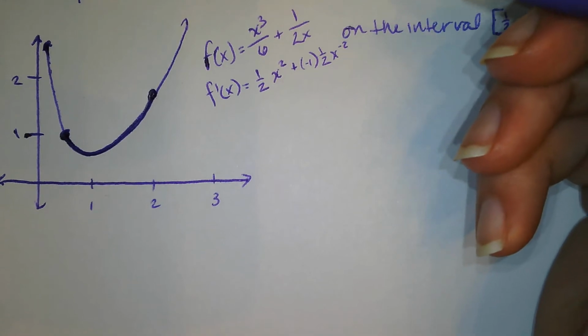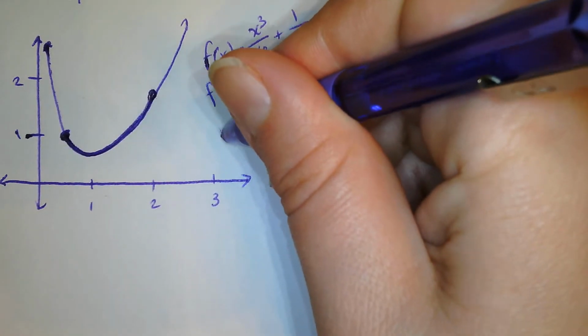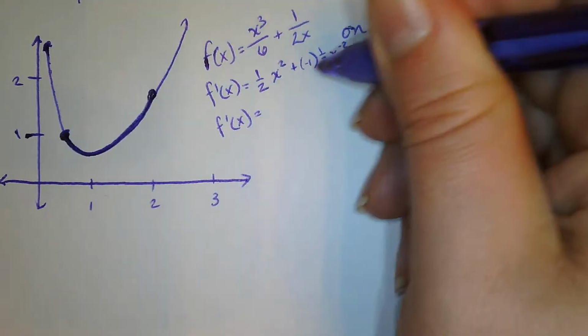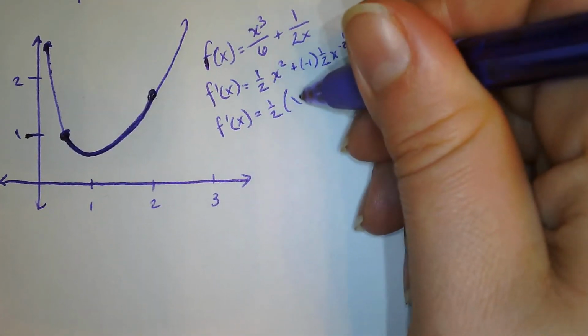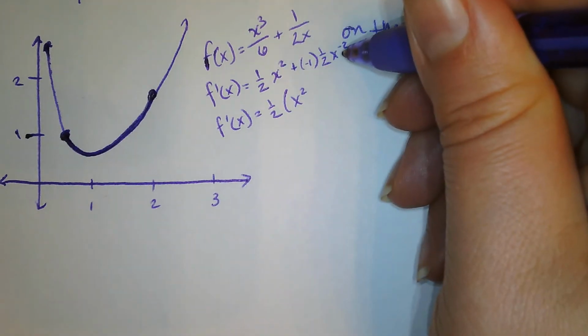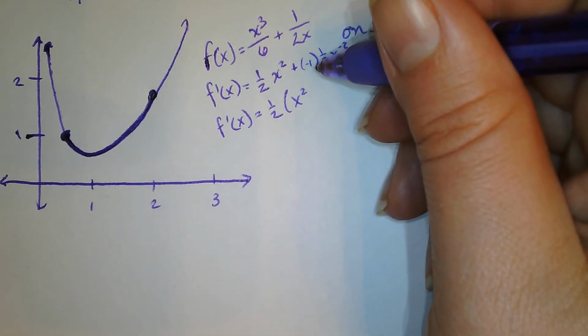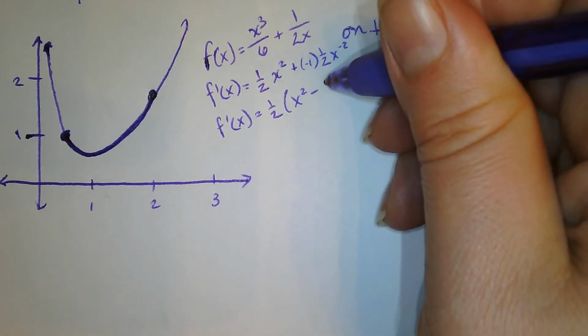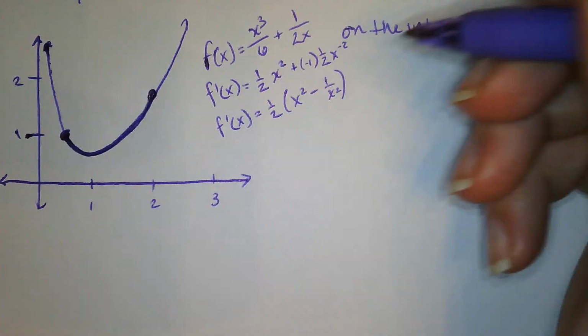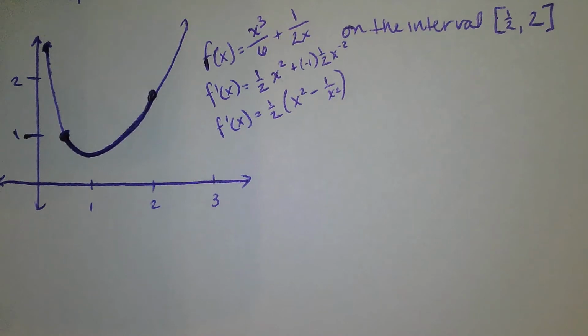Okay, so I'm going to simplify this a little bit and make it a little bit nicer. F prime of x: I'm going to take the 1/2 out front, leaving me with x squared minus, and then the x to the negative 2 I'm going to bump back to the bottom, just like that. That's just a little bit neater for us to deal with.